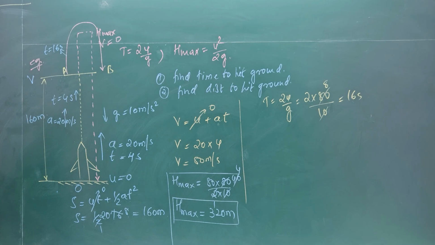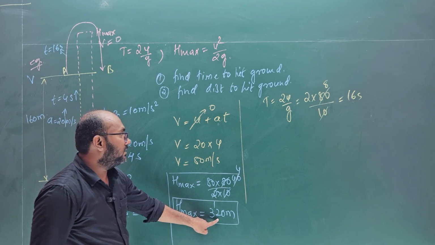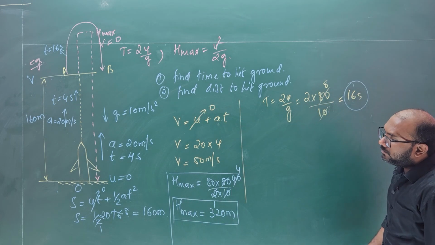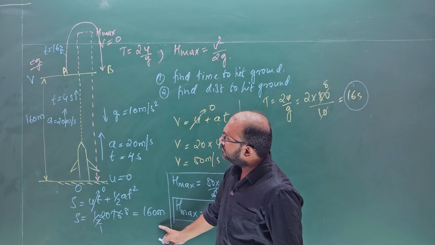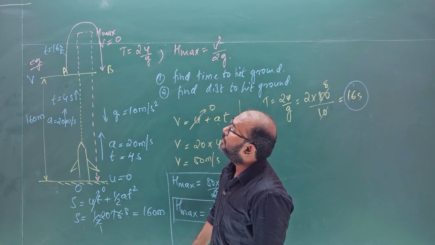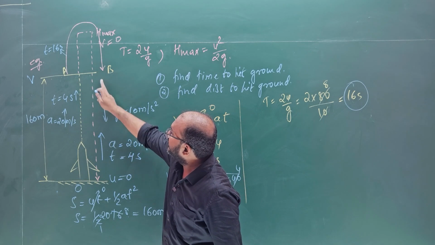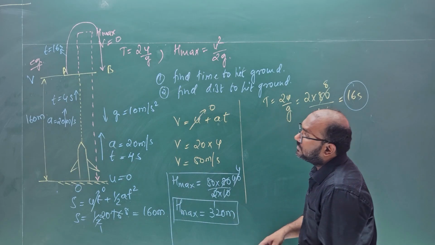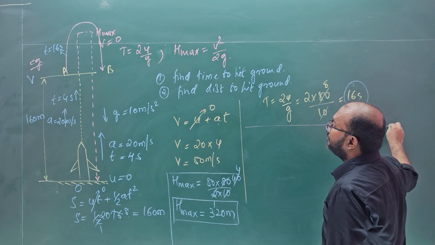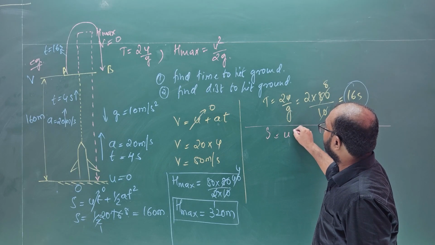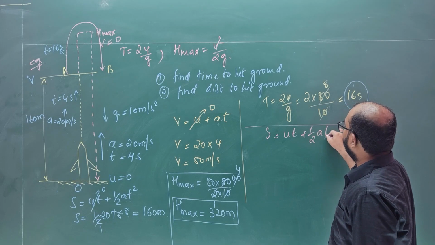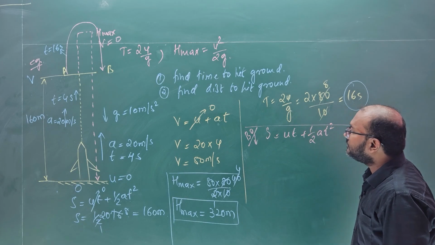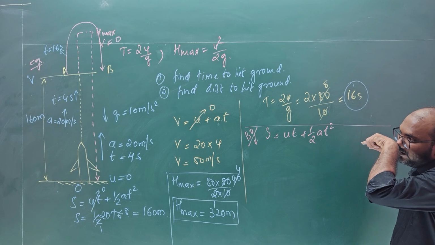Okay, now to calculate 320 meters, it took a time period of what? 16 seconds. To calculate 160 meters, it took a time period of how much? 4 seconds. Now we need to calculate this time period. Okay. Now applying again S is equal to ut plus half at square for the journey BO. So S is equal to ut plus half at square, and I am applying from B to A in the downward direction.